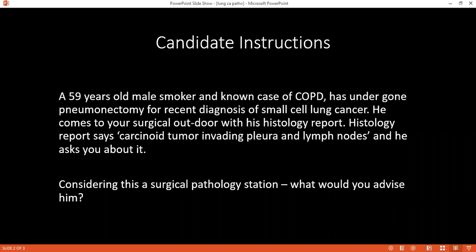Okay, the investigations I want to do to confirm the diagnosis are sputum cytology, bronchoalveolar lavage, and then cytology. Also, a biopsy can be done to know the histologic characteristics of the tumor. Okay, what is the role of chemotherapy in case of lung carcinoma?